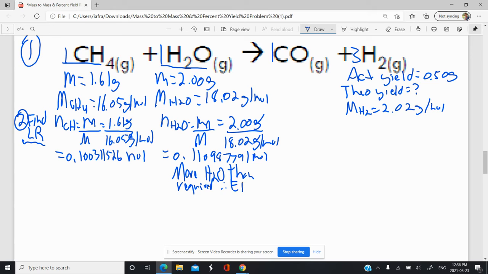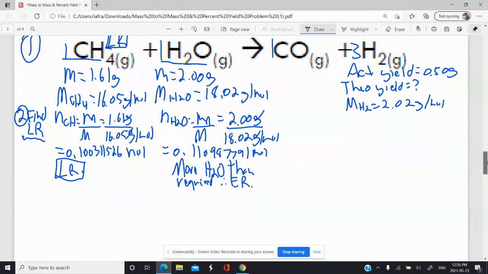Therefore, this is the excess reactant. And then this will be the limiting reactant. It will run out faster. So our methane is the limiting reactant. And so we're going to use that limiting reactant to find the theoretical yield now.